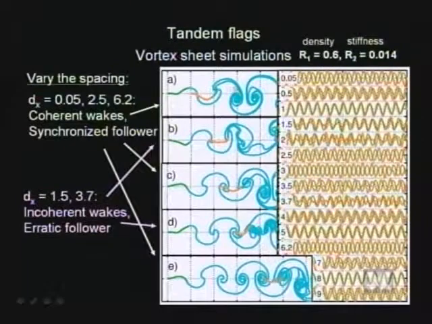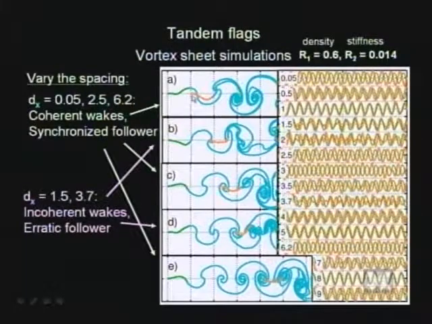And if they flapped in a regular way, the vortex wakes would sort of roll up together. So there's a vortex wake from the green flag in front. There's a vortex wake from the orange flag in back. And they roll up together into this coherent wake. So you get one spiral here and one spiral here, combining the vortices of both flags.